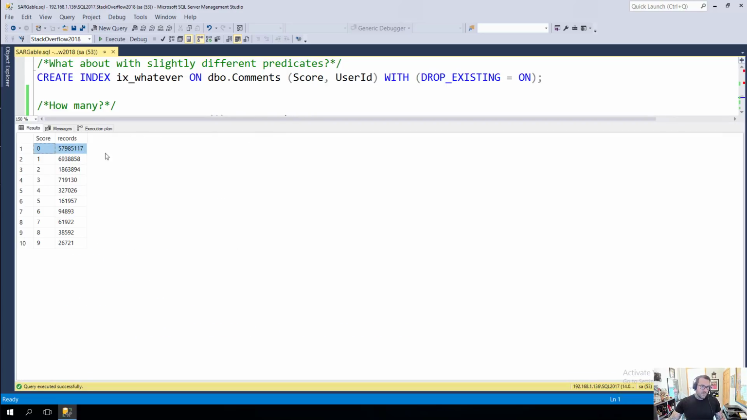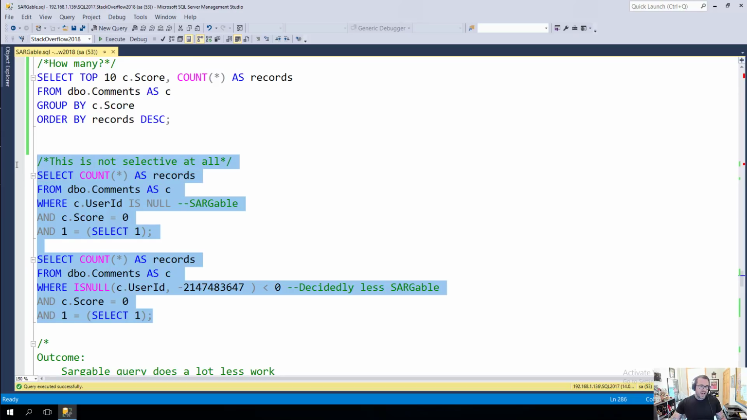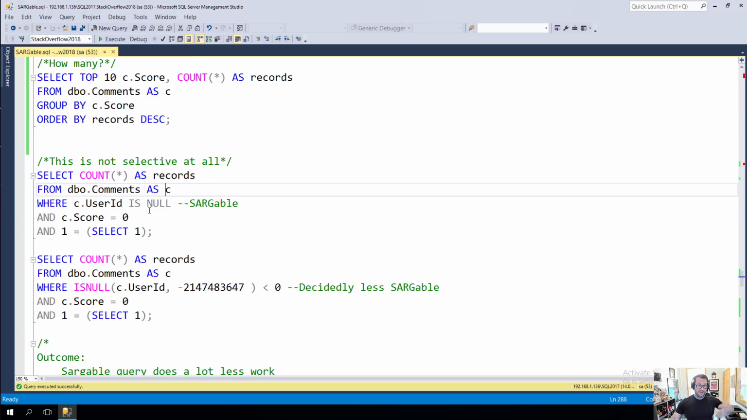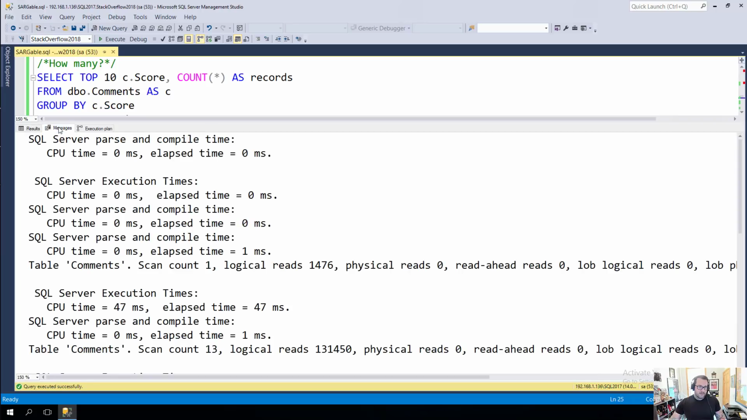0 is most of the table. It's about 58 million out of the 68 point something million comments that have a score of 0. 1 has about 7 million, 2 has about 1.8 million, and then on down the line. So if I run these two queries, which are not selective, right? That score is not selective. If I'm looking for a score equals 0, that's still most of the table. Well, sargability can still matter here.